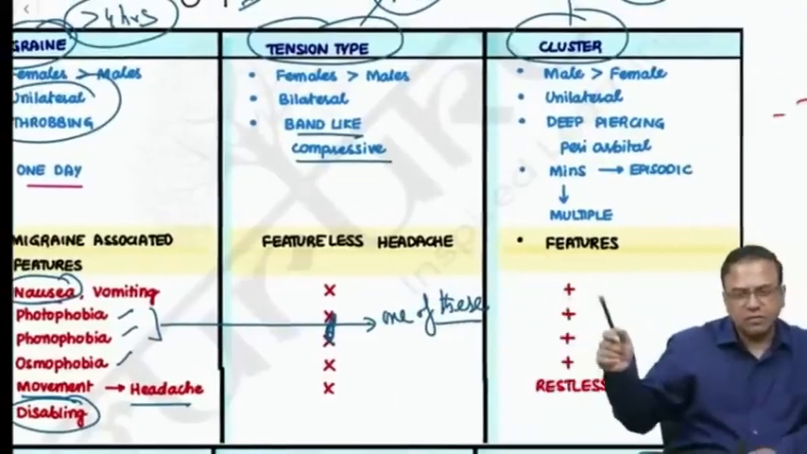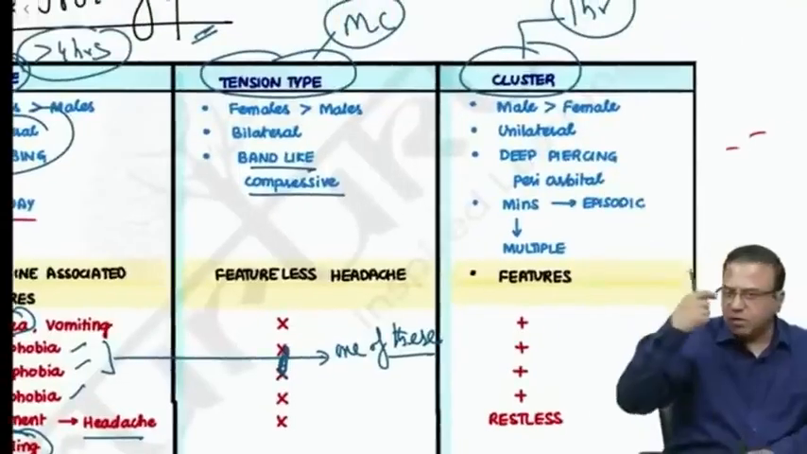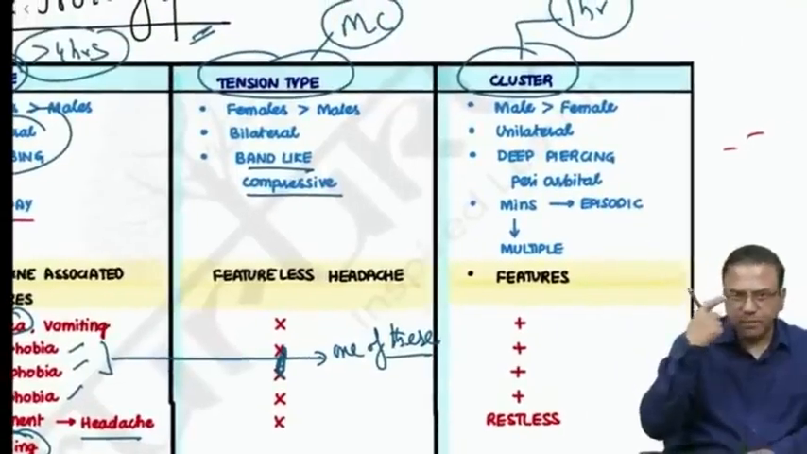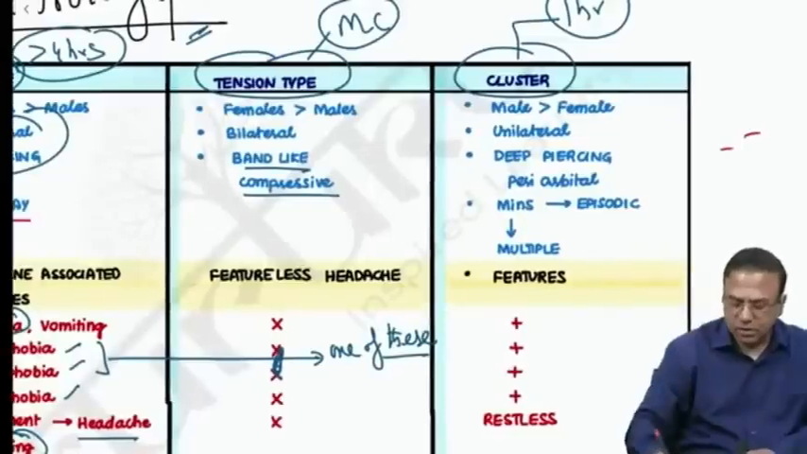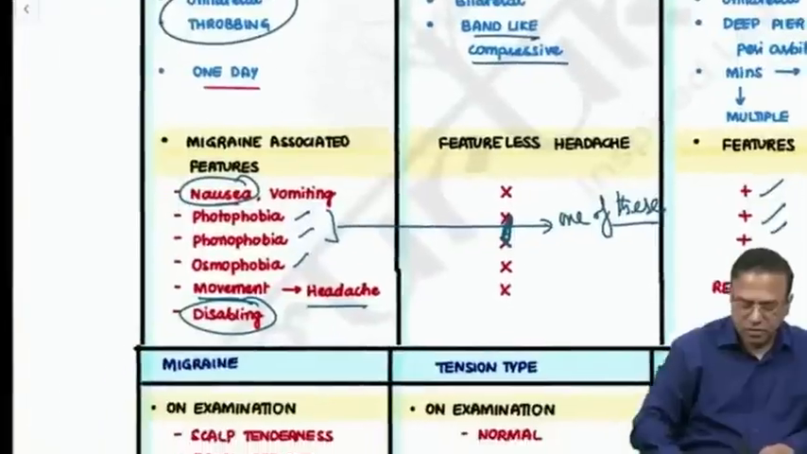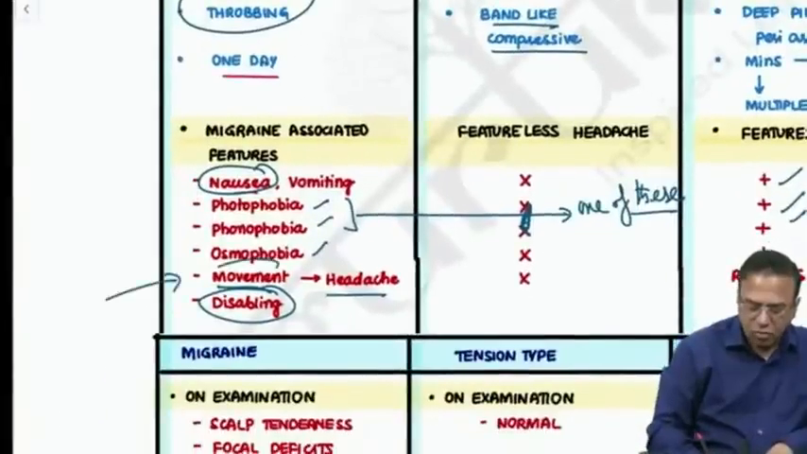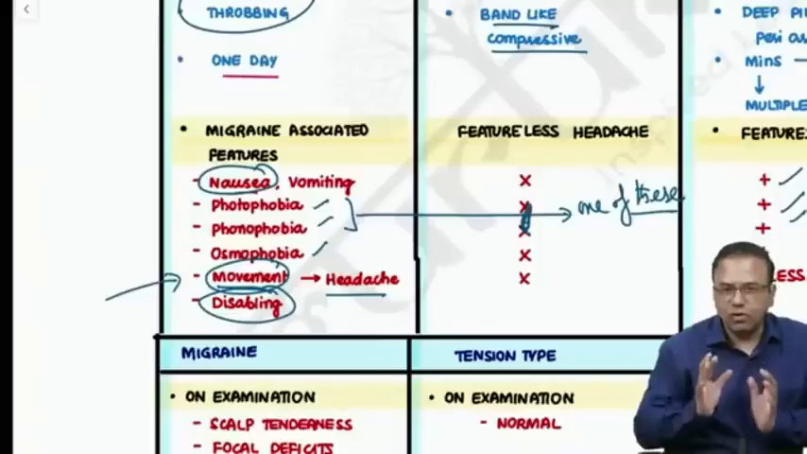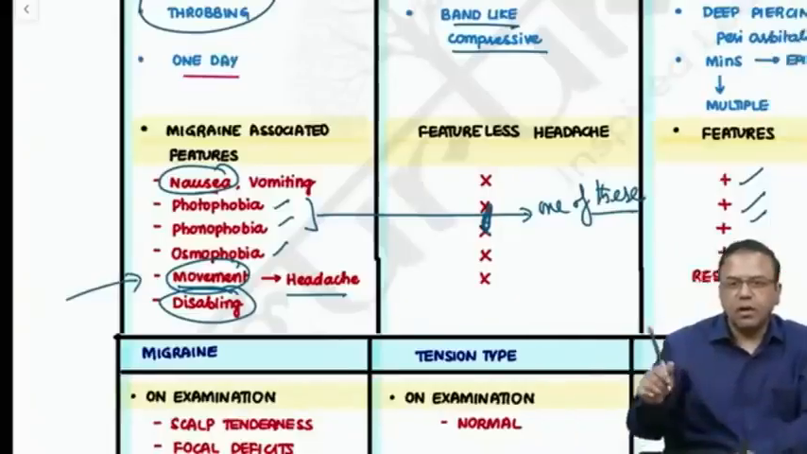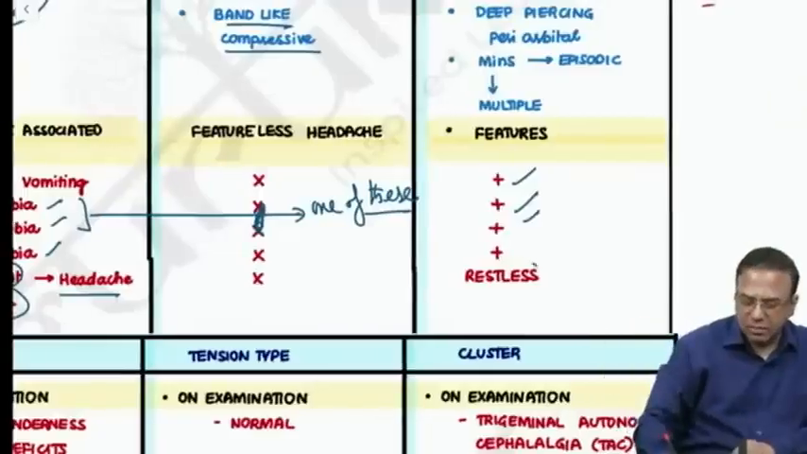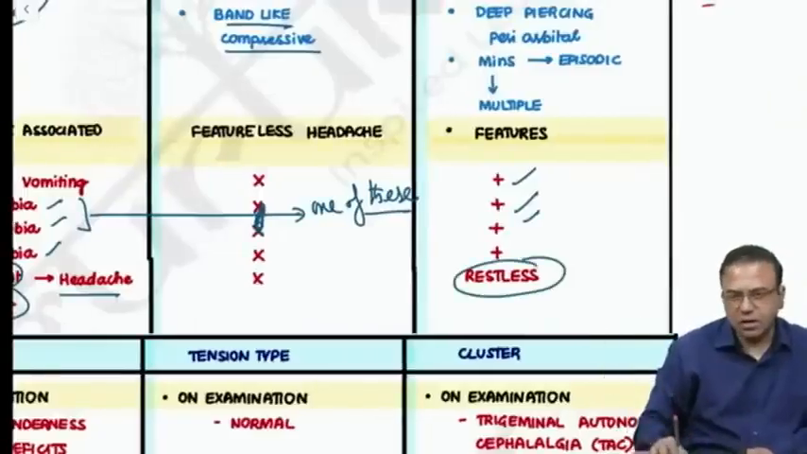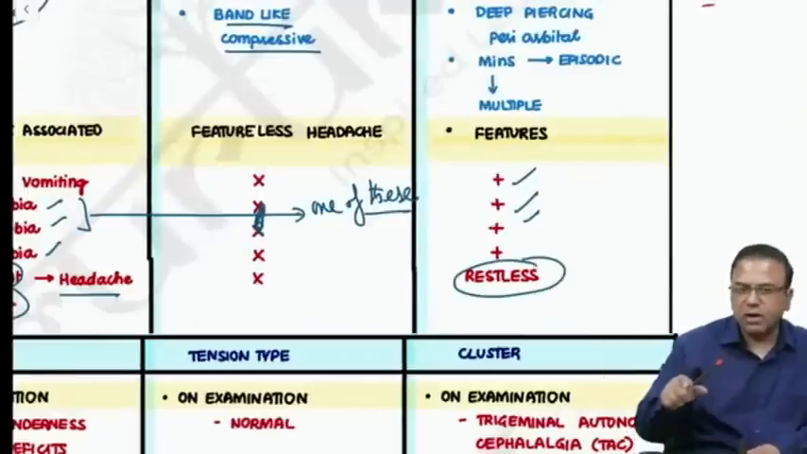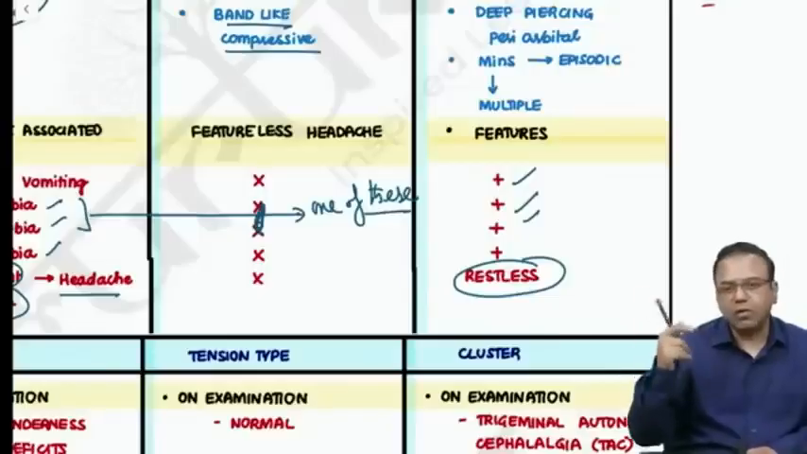Cluster has migrainous features. This is a deep piercing periorbital headache around the eye, lasting for an hour. Patient will have nausea, photophobia, phonophobia, but the difference is, remember a migraine, the moment they move, the more the headache. They'll not move. They want to sit quietly, they want to lie quietly. A patient with cluster will be extremely restless. He just can't sit still. By just looking at the patient, you can tell this cannot be migraine. This fellow is not sitting quietly at all. This is a restless patient.